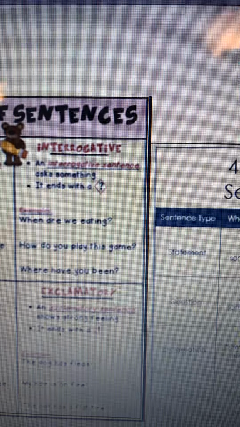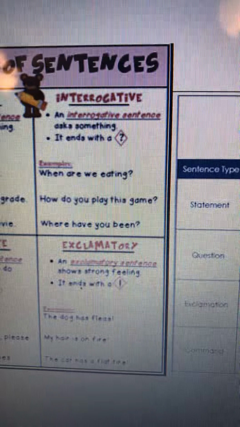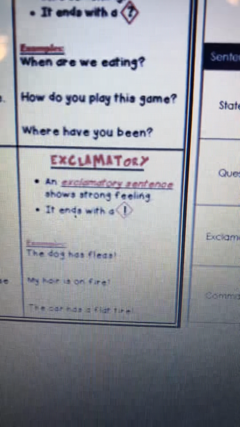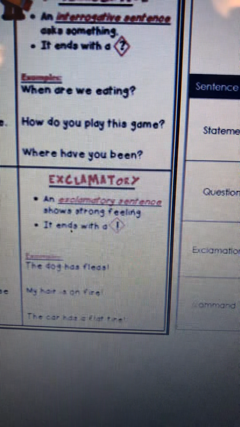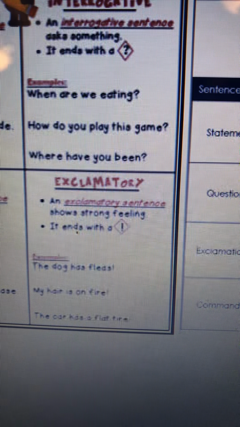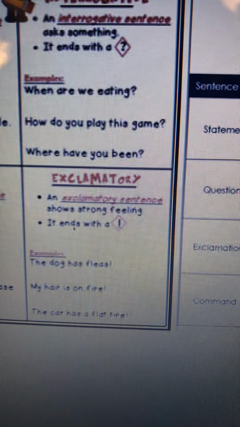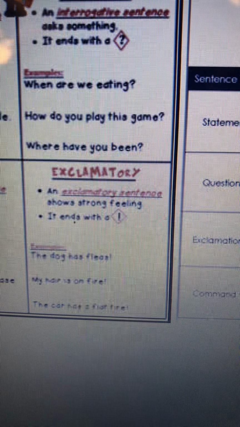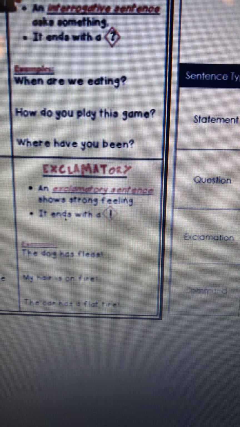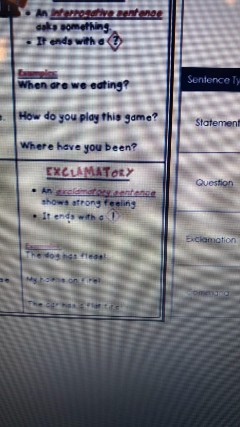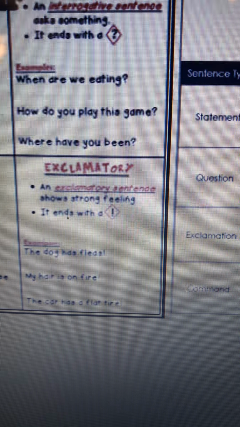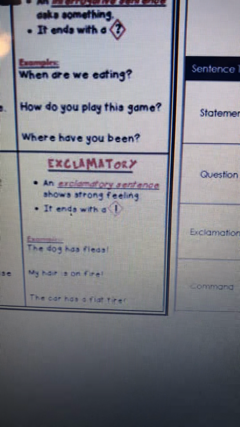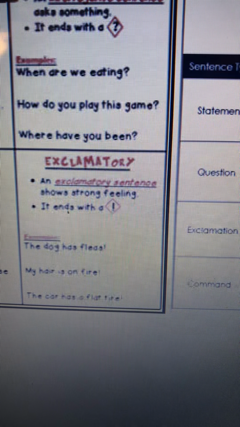Okay, and the last one it talks about was an exclamation. Exclamatory, same thing. It shows strong feeling and it ends with an exclamation mark. The dog has fleas. You're going to say that with some excitement. Okay, my hair is on fire. That's not something you're going to say without some feeling on it. And the car has a flat tire. Okay, that's going to be an exclamation. You're showing it with emotion.